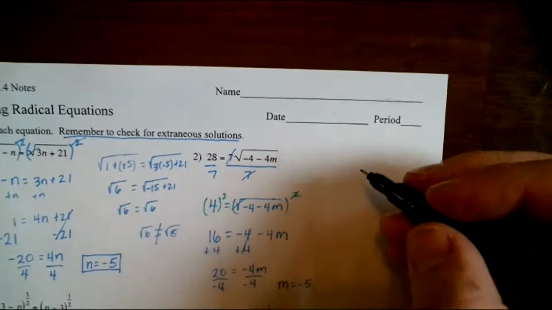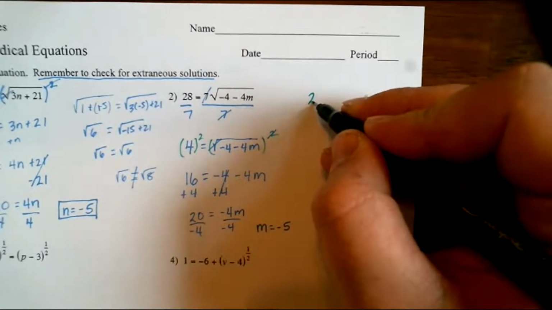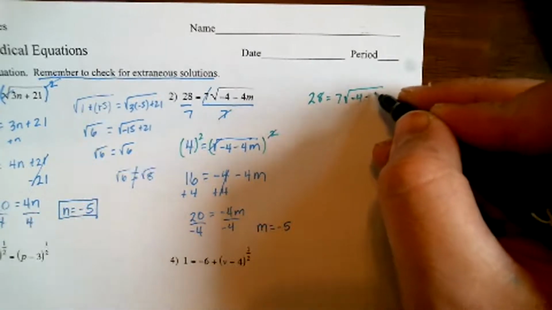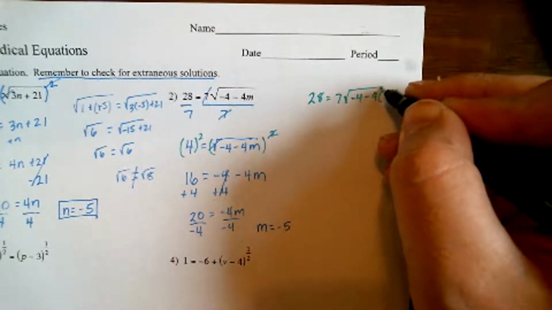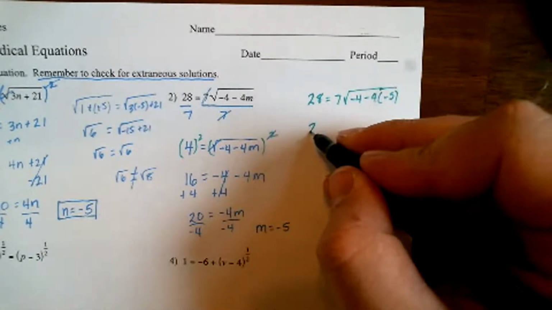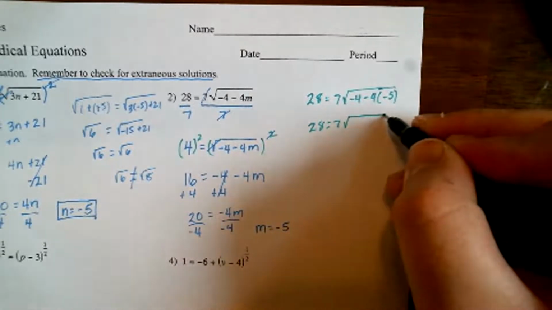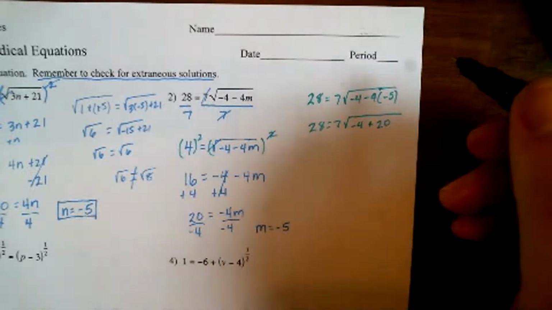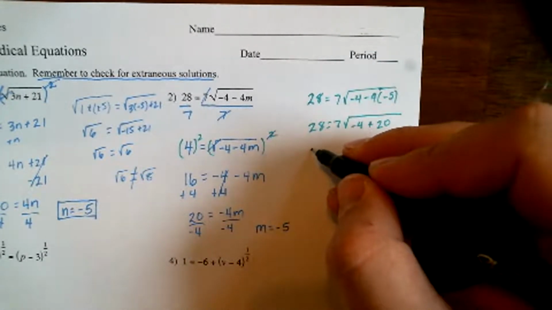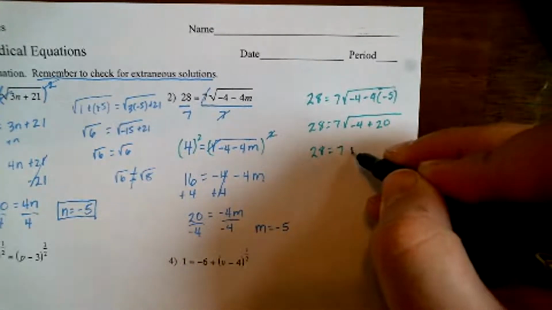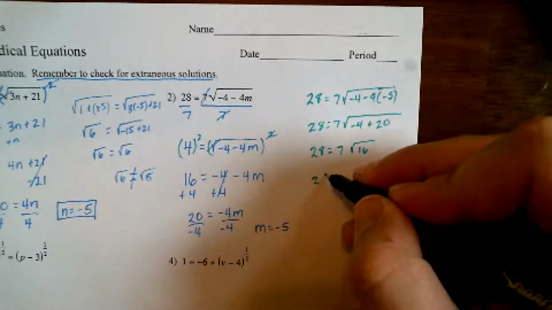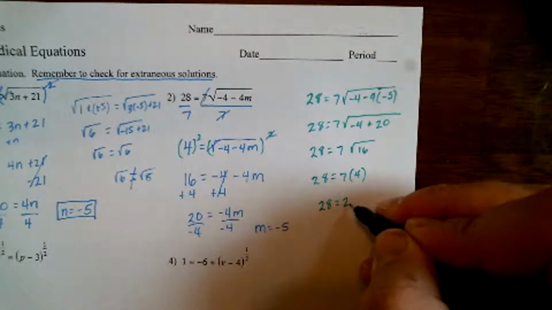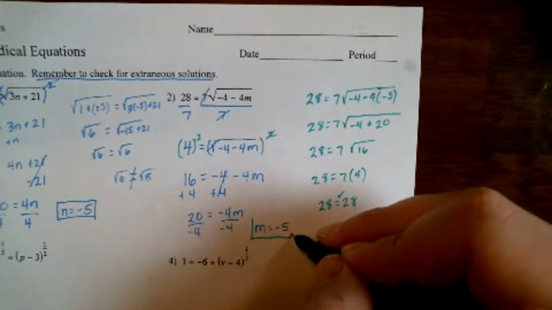Let's plug that in, though, we need to make sure it's not extraneous. 28 is equal to 7 times radical negative 4 minus 4 times negative 5. So that's 28 is equal to 7 radical negative 4, and that's going to be plus 20. 28 is equal to 7 times radical 16. 28 is equal to 7 times 4. 28 is equal to 28. So therefore, negative 5 is our answer.